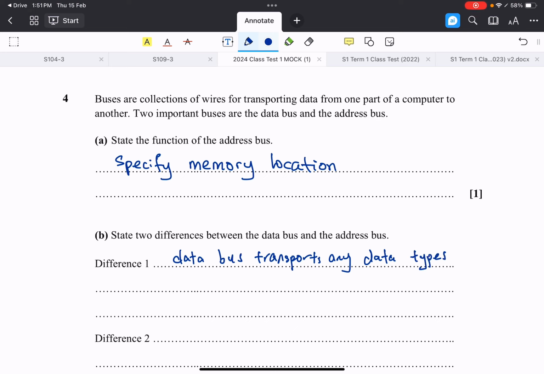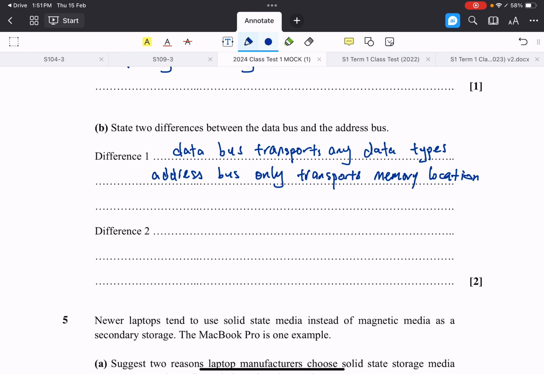Data types. Whereas the address buses only transport the location, right? Memory location. We already got that now. What's another difference? Well, the data buses, they are bidirectional, right? So they bring data to and fro. So the data bus is bidirectional. Okay, so it brings the information to and fro.